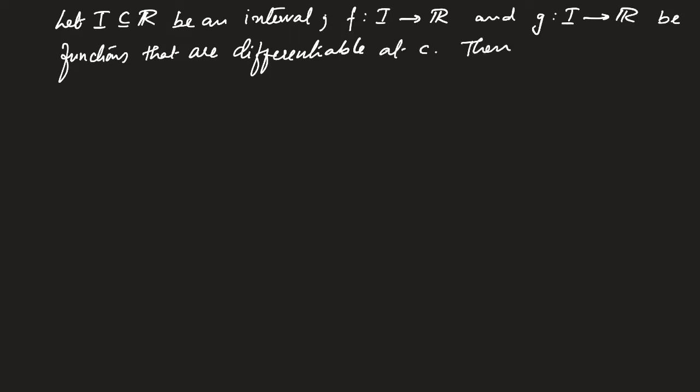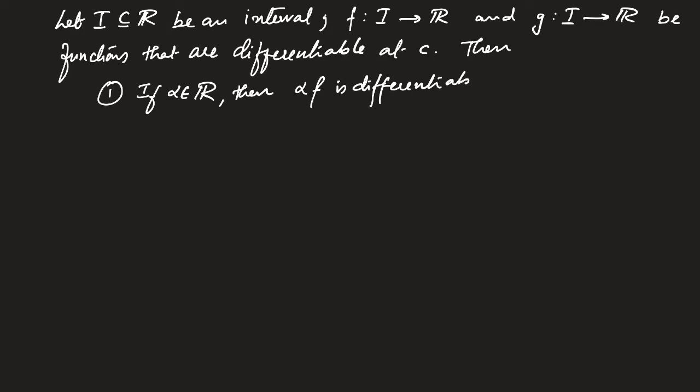Then, first of all, we can say that if alpha is a constant, that means alpha is a number in R, then alpha f is differentiable at C. And moreover, alpha f dash at C is equal to alpha into f dash at C. This is very easy to see.